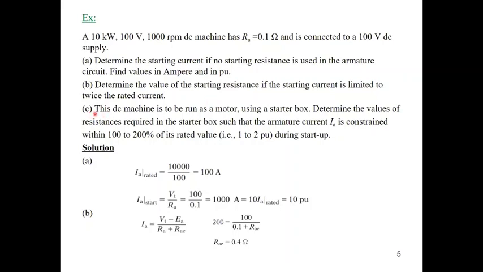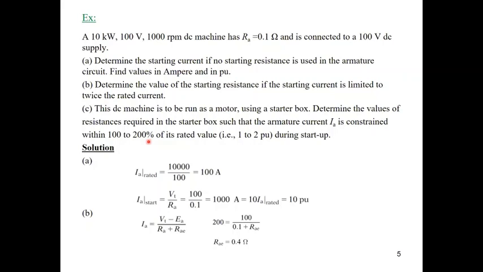It's required here that this DC machine is to be run as a motor using a starter box. Determine the value of resistances required in the starter box such that the armature current IA is kept within 100 to 200%. So we will limit the current to 2 per unit, and we need the values of the starter device.